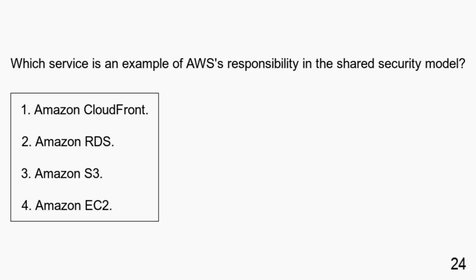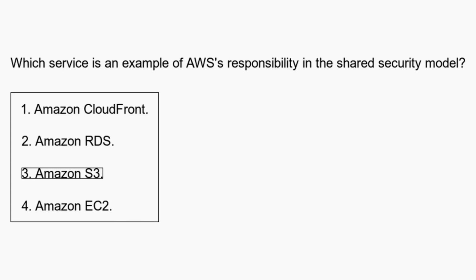Which service is an example of AWS responsibility in the shared security model? Amazon CloudFront. Amazon RDS. Amazon S3. Amazon EC2. Amazon S3 is an example of AWS responsibility for securing the infrastructure in the shared security model.